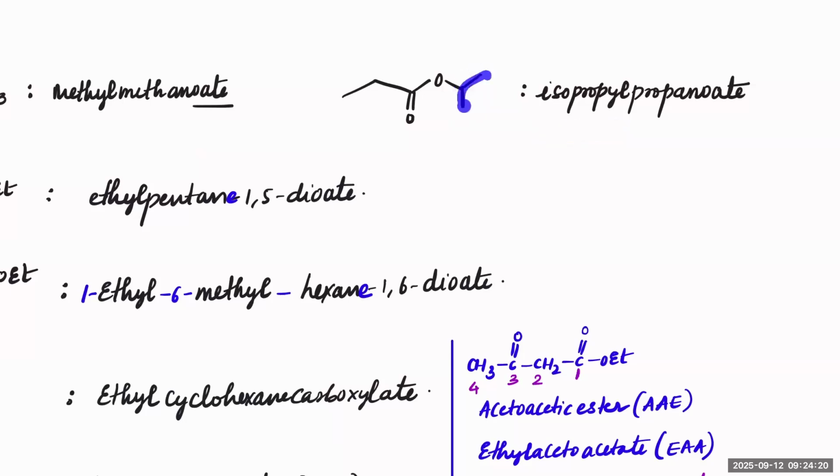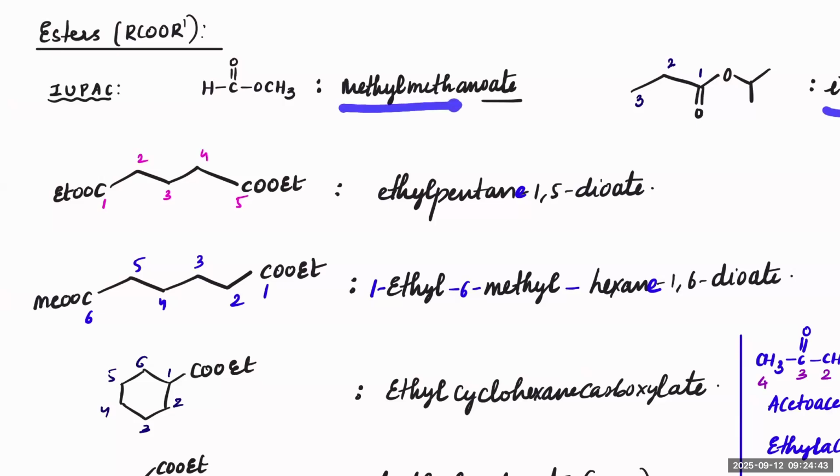So this will become isopropyl, and then you start numbering the main chain. So this is propane with an oate here. That's why it is called propanoate. This is a carboxylate form. So that's why it is called propanoate. Isopropyl propanoate, that is the IUPAC name. Same way, methyl methanoate.